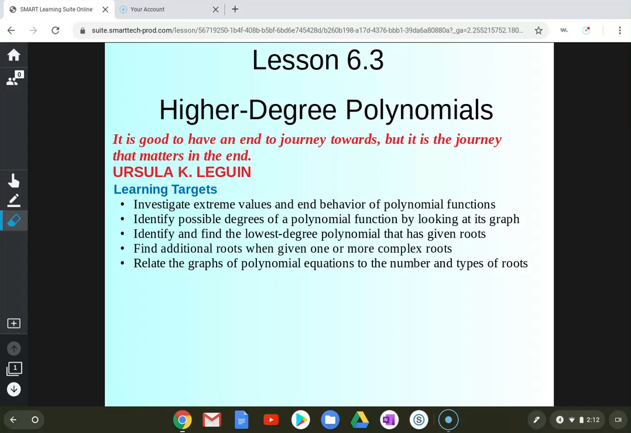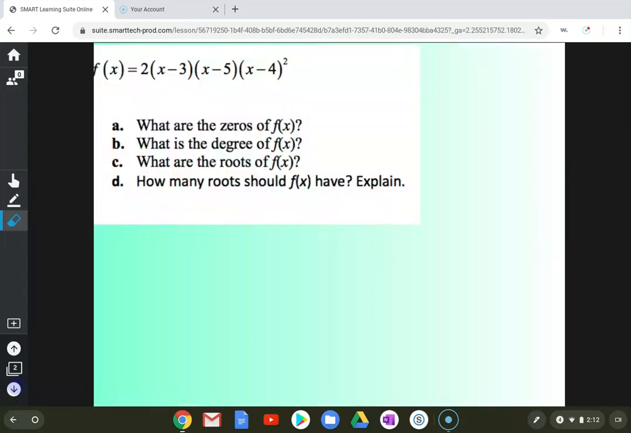Hi everyone, it's time for section 6.3. 6.3 is about higher degree polynomials. Really, it's about diving a little bit deeper into polynomials. We're going to talk end behavior, and we're going to learn how to write polynomials based on the roots and their graph. So here we go, jumping in.